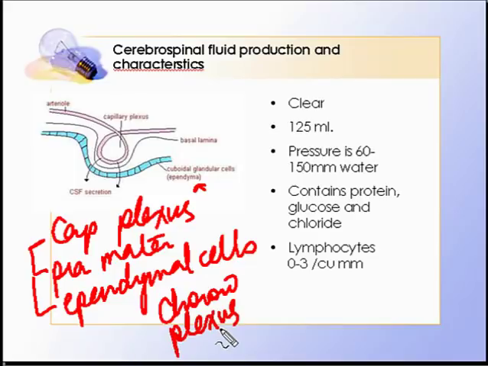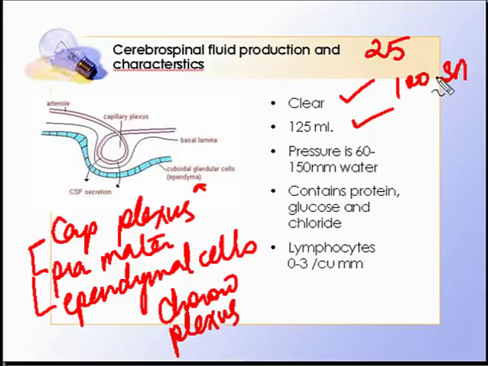Now the characteristics: the cerebrospinal fluid is always clear and straw-colored, and if ever blood-stained, then you tend to suspect that there is subarachnoid hemorrhage. Usually about 125 to 130 ml is the amount of cerebrospinal fluid present within the ventricles and the subarachnoid space. Of this, 25 ml is present in the ventricles and about 100 ml in the subarachnoid space.